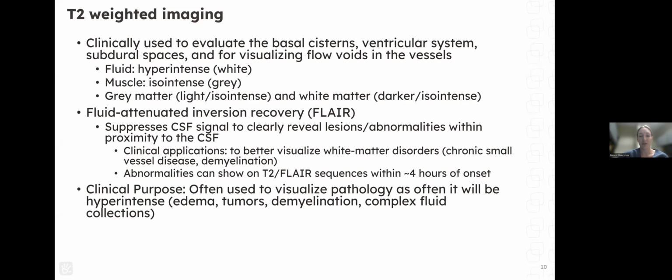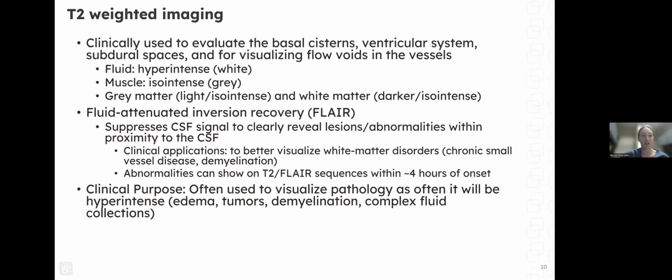You also have something called a FLAIR image, which is our fluid attenuated inversion recovery image. That's based on the T2 weighted imaging, and that suppresses our CSF signal so we can better visualize lesions or abnormalities which are in close proximity to the CSF. This is important for evaluating white matter disorders, demyelination, chronic small vessel disease. For both T2 and FLAIR weighted sequences, you can see any abnormalities usually within around 4 hours of onset. So pretty quickly to evaluate abnormalities.